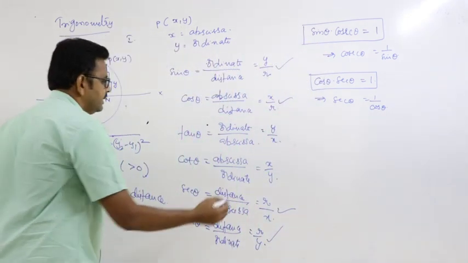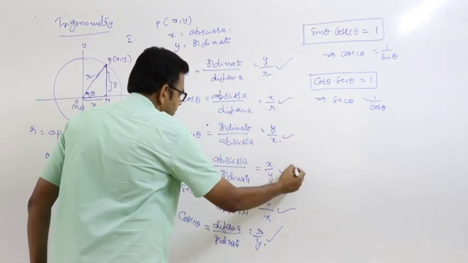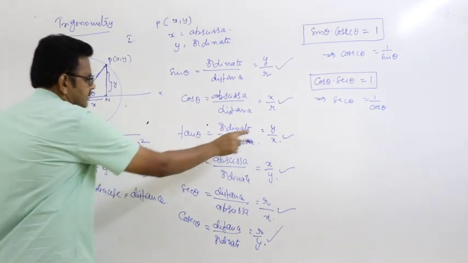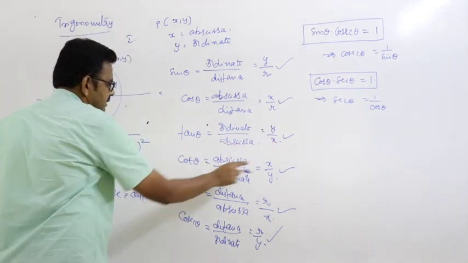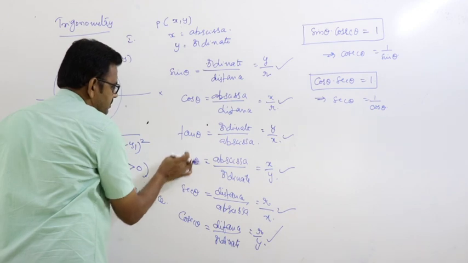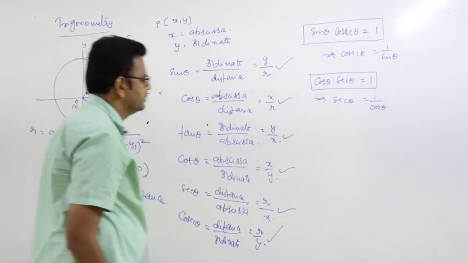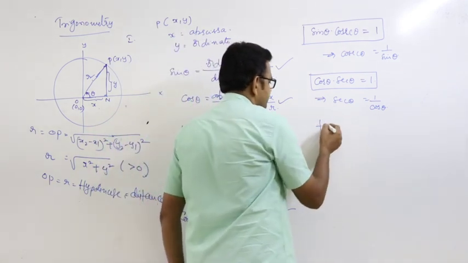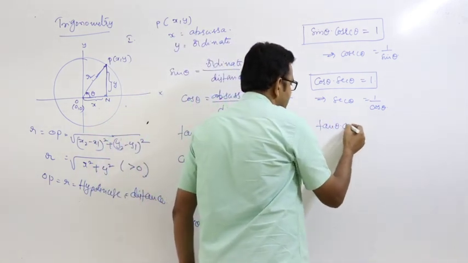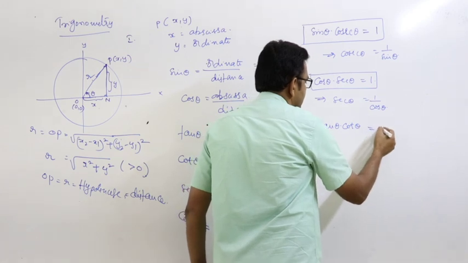And the next one, tan theta into cot theta. Tan theta is y by x, cot theta is x by y. The product of these two, tan into cot, y by x into x by y, that is 1. So tan theta into cot theta is equal to 1.